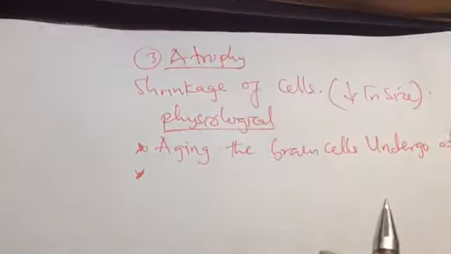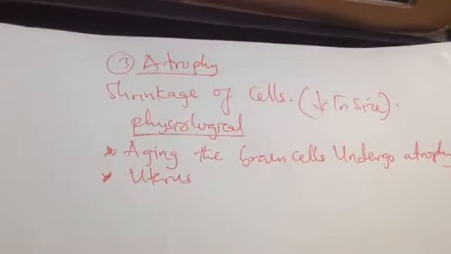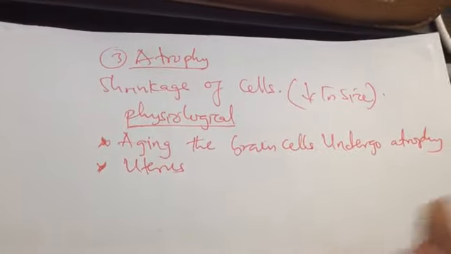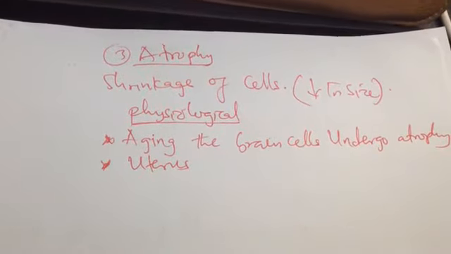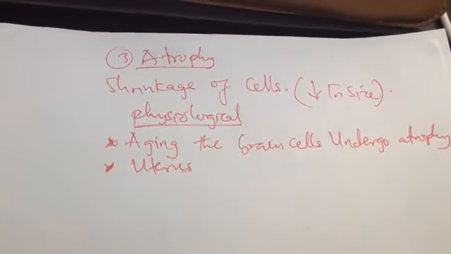So that's it. And also the uterus can undergo atrophy. This is also physiological because when a lady goes beyond 51 years of age, some even 45, they undergo a kind of process called menopause. So at that time they can never give birth, they can never get pregnant.